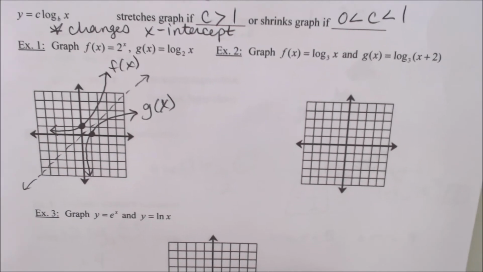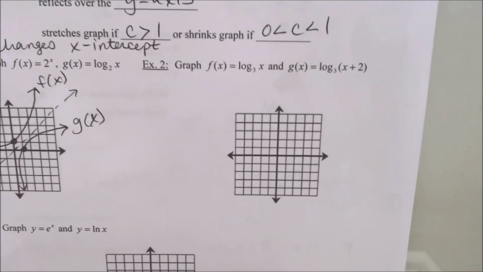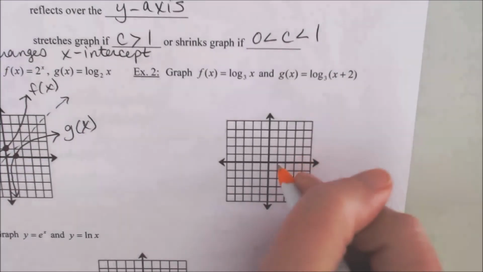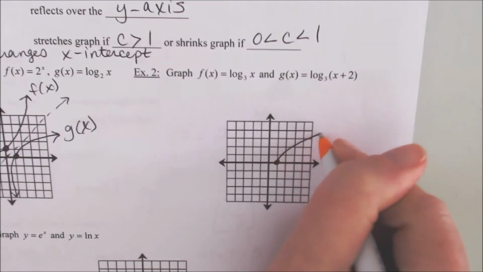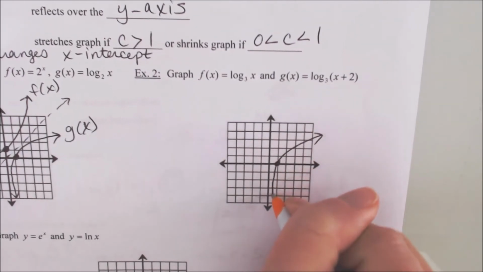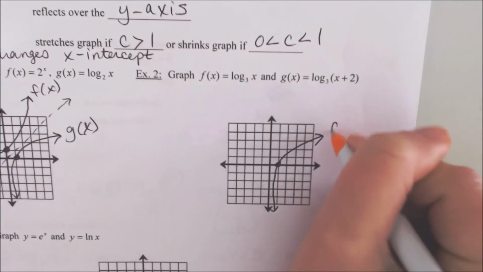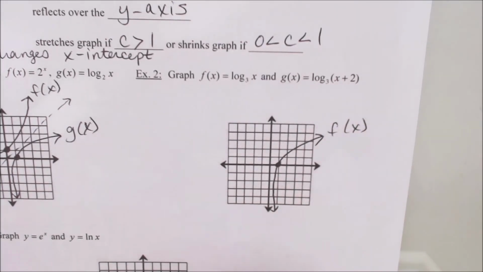Take a look at example 2. They want you to graph log base 3 of x. So it's going to look very similar. If you want to make it a little steeper, but not really a big deal, it's going to go through 1 on the x-axis. So there is f of x, log base 3 of x.